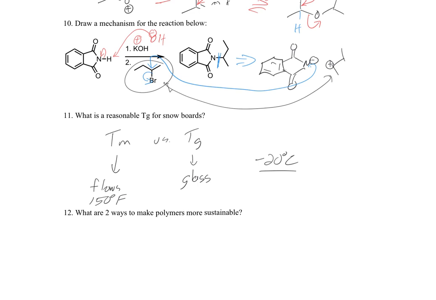Two ways to make polymers more sustainable. I always think about start and end of life, right? So you want it to come from renewable sources, right? And you also want it to be able to be broken down or degradable, all right? So you don't want to use petroleum sources if possible, right? Renewable sources like plants, anything like that.